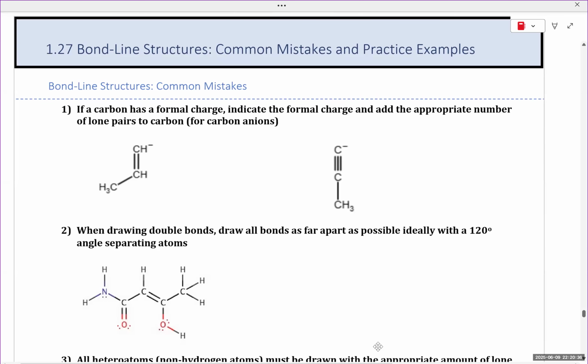If a carbon has a formal charge, you'll want to make sure to indicate the formal charge and add the appropriate number of lone pairs. So for example, this carbon has a -1 charge, so we need to add a lone pair in order to ensure that the formal charge of this carbon is correct. So let's see, 4 minus 3 bonds plus 2 lone pair electrons gives us a formal charge of -1. So adding this lone pair is needed for this carbon to have a -1 formal charge.